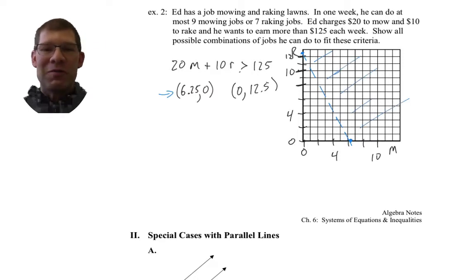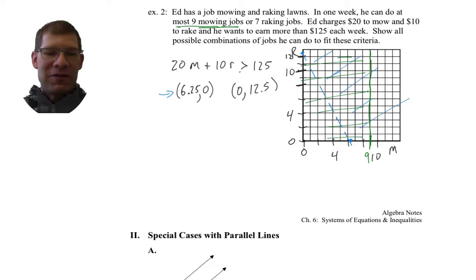But it looks like we're done, but if you go back to that very beginning part, in a week he can do at most 9 mowing jobs. So mowing, the most he can do is going to be 9. And when we have that then, that's going to end up being a vertical because he can't get to the 10. So this one's going to be kind of like shaded this way. So you could do 9 or fewer mowing jobs.